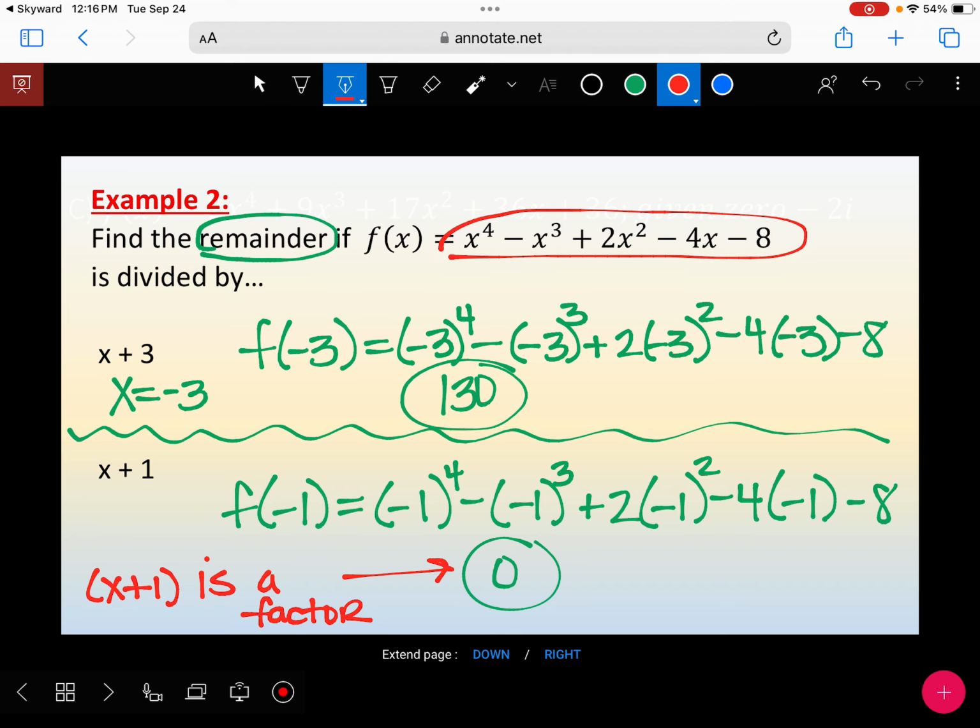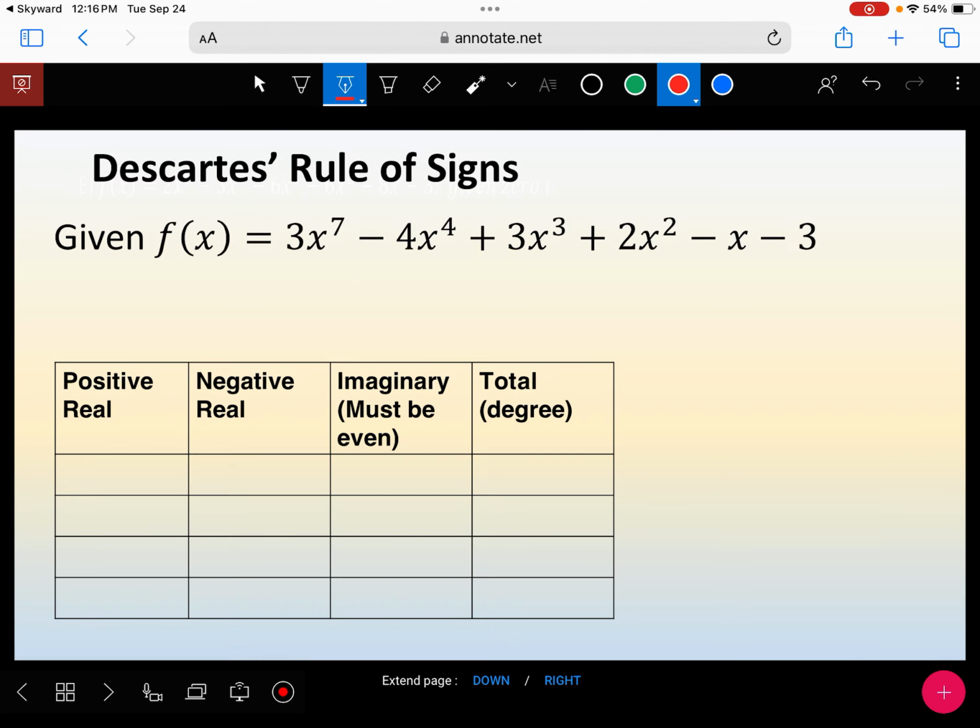All right, so now we're going to move on to Descartes, and then we'll end there for today. Go ahead, copy this down. We'll just do one today, and then we'll end there.